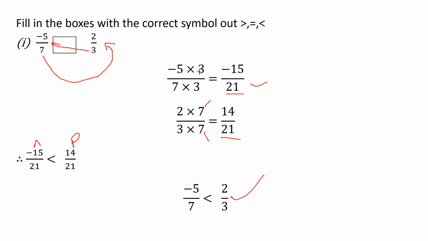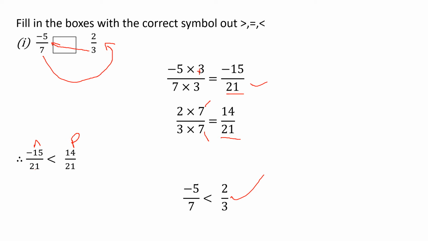If they are writing two rational numbers, one minus 5 by 7 and second one they have given 2 by 3, and they are asking to compare and find which is greater. But here the denominators are different, so we cannot compare. So what will you do? First you want to make the denominator same. To make the denominator same, you can go for LCM method or you can go for cross multiplication method.